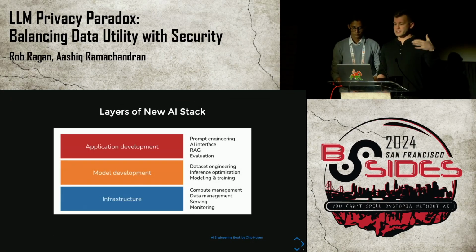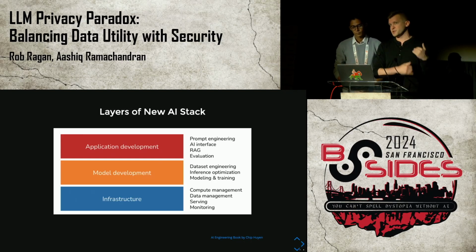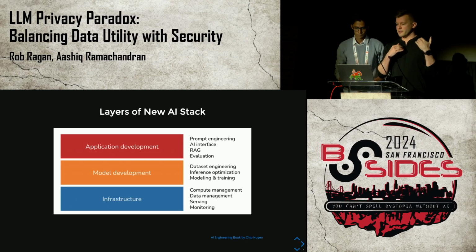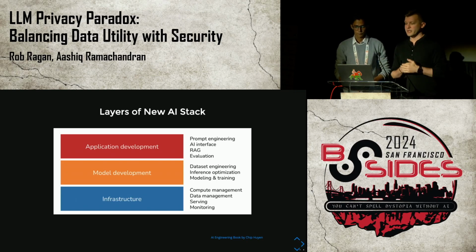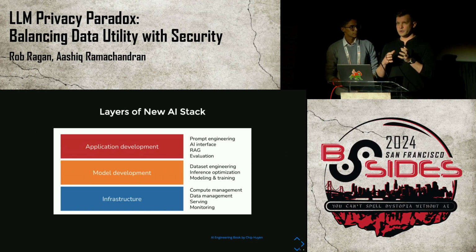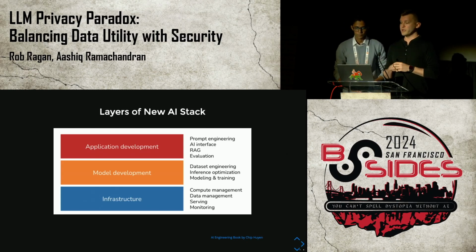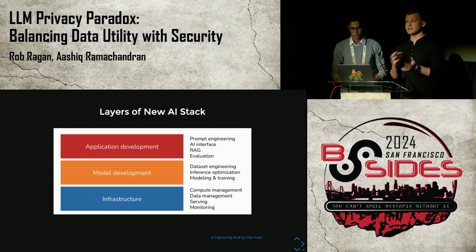So the new AI stack, I think, looks like this. There's the underlying infrastructure, the ML ops that you're building these models on. And then there's model development. This is really where we're going to be focusing. A lot of what we did in this experiment was focus on the data set engineering. What can you do to prepare your data? What can you do for fine-tuning an existing model?